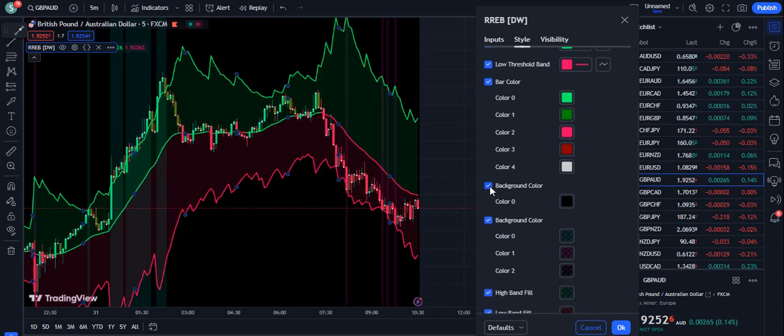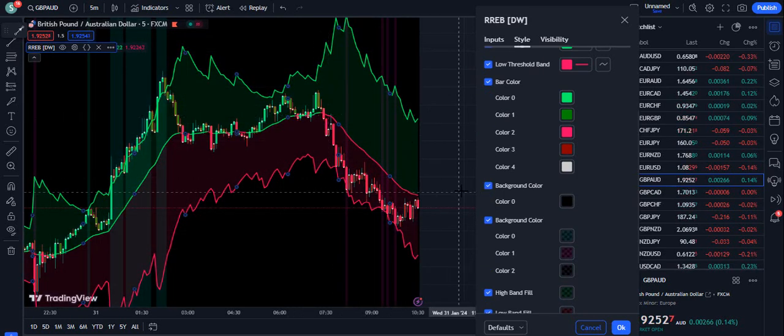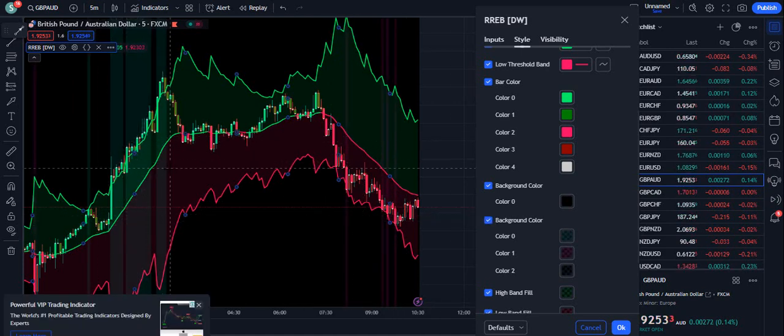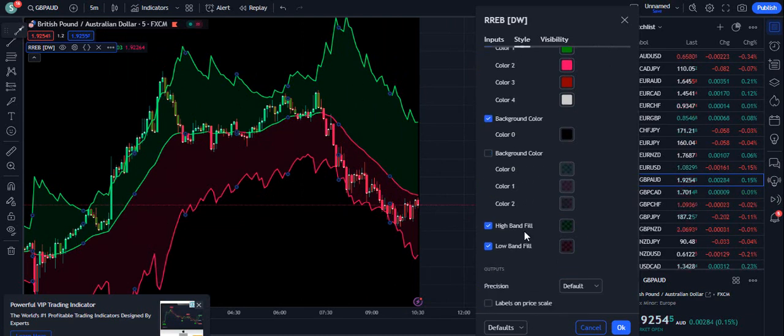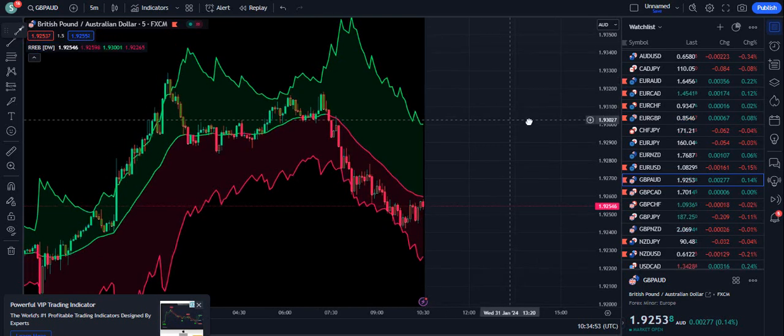We are not going to uncheck the first remove background option, because it gives a very light color, so keep it active like this, but we are going to uncheck the background color at the second number. When I uncheck this, you can see there are lines behind the screen, and we do not want these lines, so that's why I'm going to uncheck this, and now our setup for this indicator is completed, right?